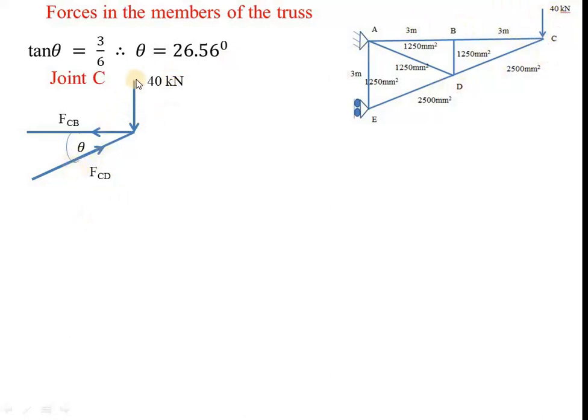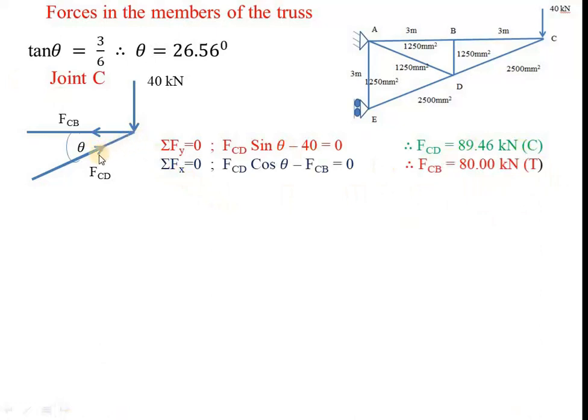Because this load is acting downward, therefore this force must be upward. So if you assume this as towards the joint, the horizontal component will be towards right, therefore this must be towards left. Towards the joint means compression, away from the joint means tension. If you write sigma Fy equals 0, you know that FCD sin theta is upward, minus 40 equals 0. If you solve for FCD, you are going to get 89.46 kilonewton. And the assumed direction is compression, so it has a plus sign, which means the assumed direction is right, that is compression.